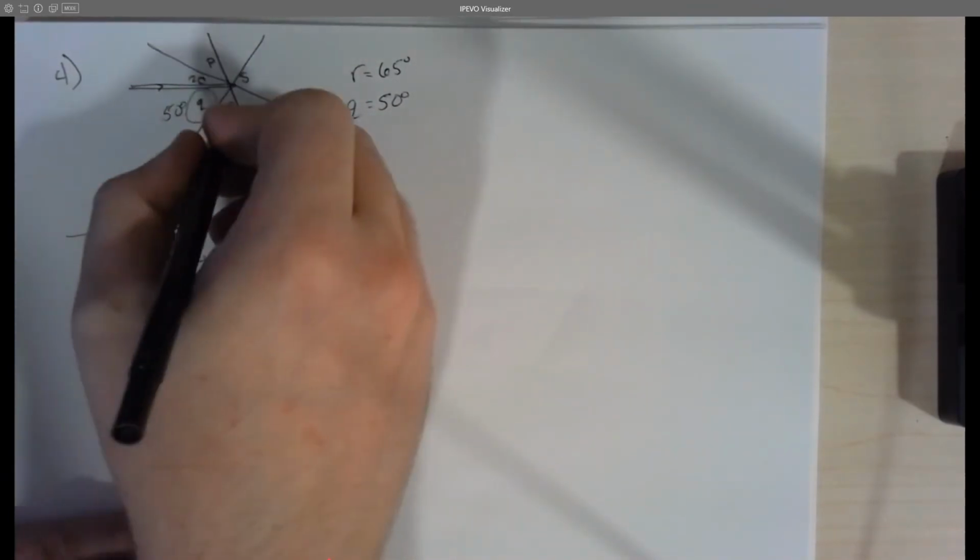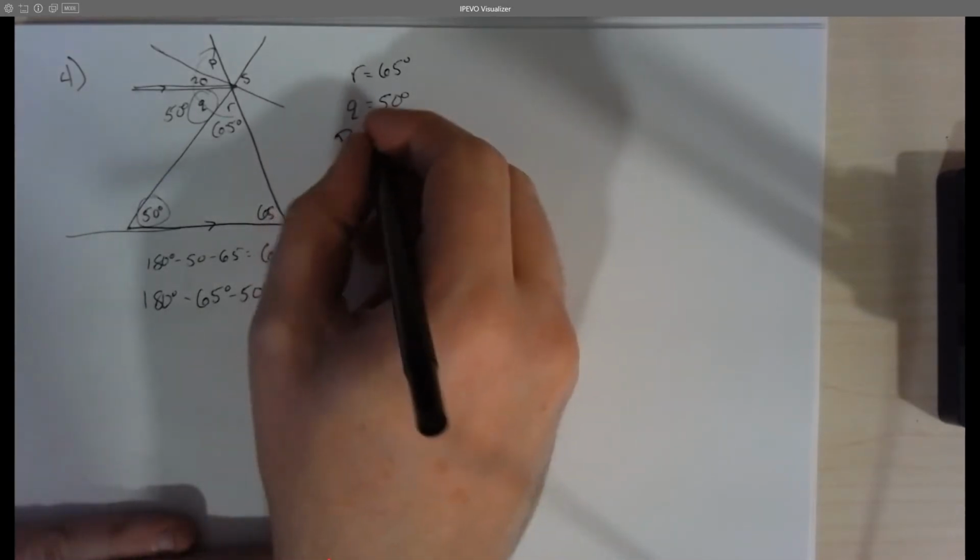So 180 degrees, this is a straight line. 180 minus 65 minus 50 minus 20 is whatever's left for our value for P. So if I plug that in, 180 degrees minus the 65 degrees minus 50 minus 20 leaves me with 45 degrees for P. And then finally, we just have S left here, our final value to solve.